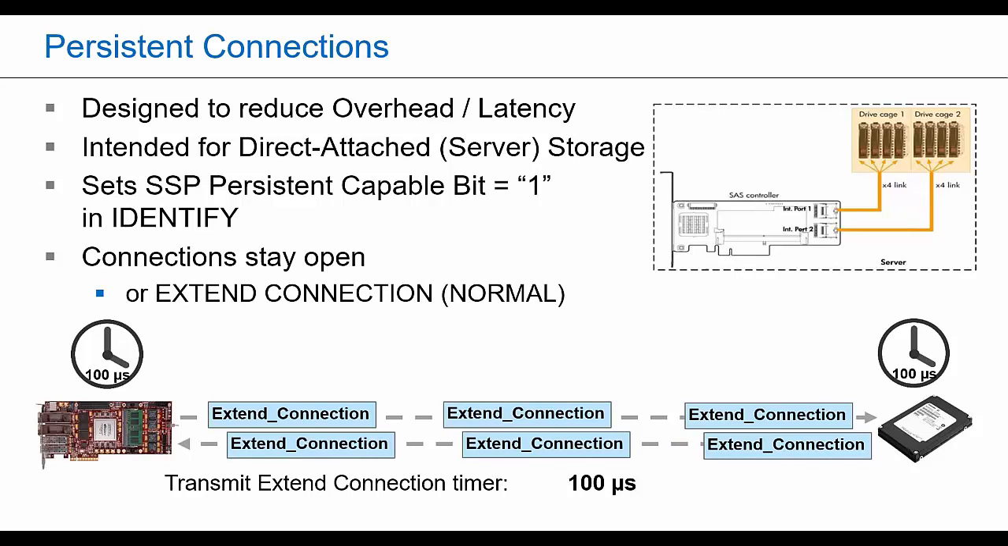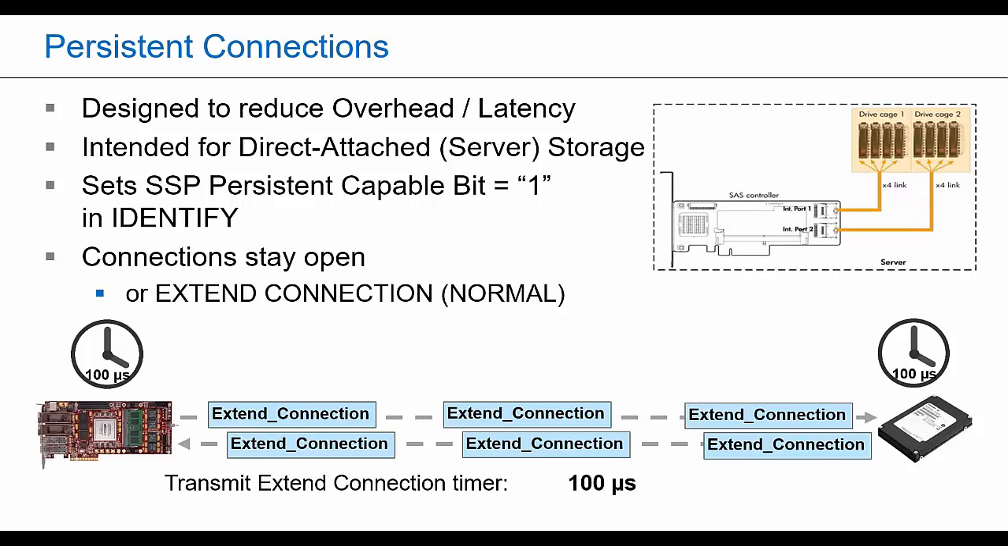Now, they're not receiving or transmitting data frames. They would start sending an extend connection primitive on the expiration of that 100 microsecond timer. So the extend connection primitive becomes a keep alive, and the connection basically stays open as long as the PHY is receiving a valid frame or another extend connection primitive.